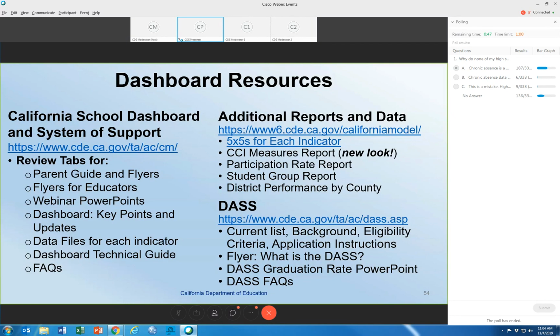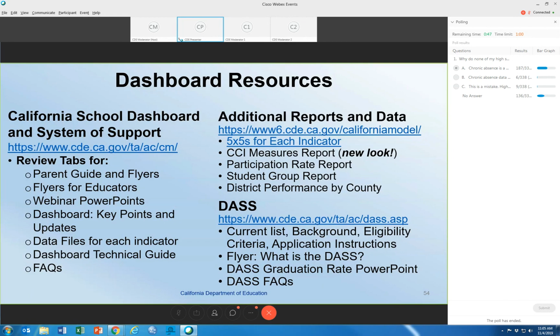And I just want to point out our additional reports. Again, we built all the additional reports basically on the request of everyone in the field. So we have one for our College and Career Indicator, or the CCI. That has a new look, based on the feedback that we received from all of you. So take a look at that.